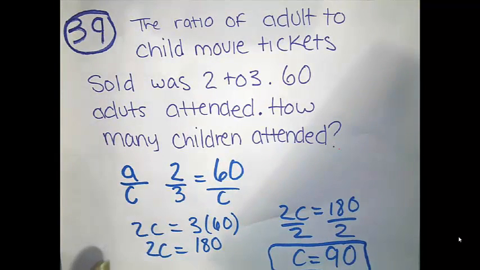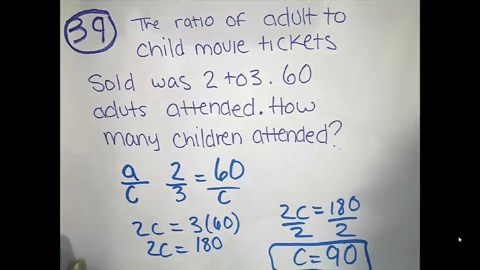Question 39. The ratio of adult to child movie tickets sold was 2 to 3. 60 adults attended. How many children attended? First you put A over C, which is 2 over 3 equals 60 over C. And then you cross multiply and get 2C equals 3 times 60, which is 2C equals 180. Then you take 2C divided by 2, and you divide 180 by 2, and C equals 90 children.